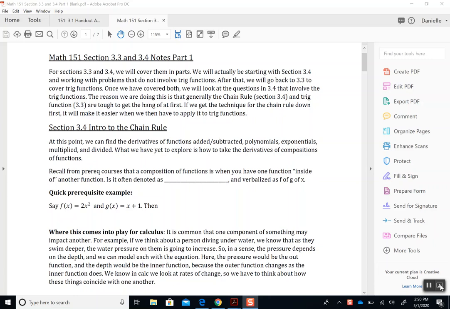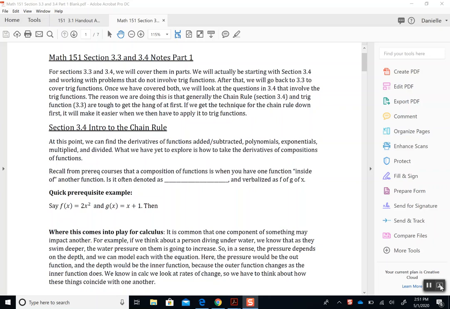Okay, so with 3.3 and 3.4 I actually tend to change the order of the book just a little bit, and that's because 3.4 is about the chain rule, which I'll talk about in a minute. 3.3 is about trig functions, and usually people catch the concept of the chain rule a little bit better when it's not introduced at the exact same time as the trig functions, just because a lot of people tend to forget trig more than they forget some of the algebra and things needed for the chain rule.